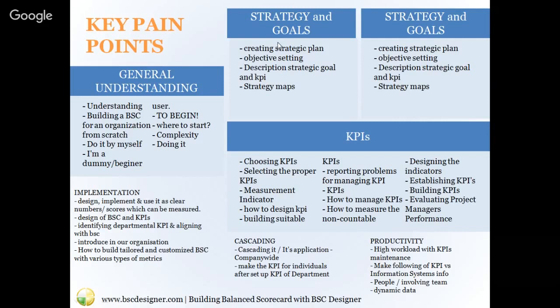Another two important topics are strategy and goals. Sometimes people are fine with KPIs, they're fine with the Balanced Scorecard, but it's not really clear what kind of strategy we want to formalize with the Balanced Scorecard. Smaller groups have questions regarding implementation, I mean introducing the Balanced Scorecard in practice, not just talking about theory, not just designing some models. There are certain questions about cascading, in other words, how to involve all the organization in the Balanced Scorecard process.